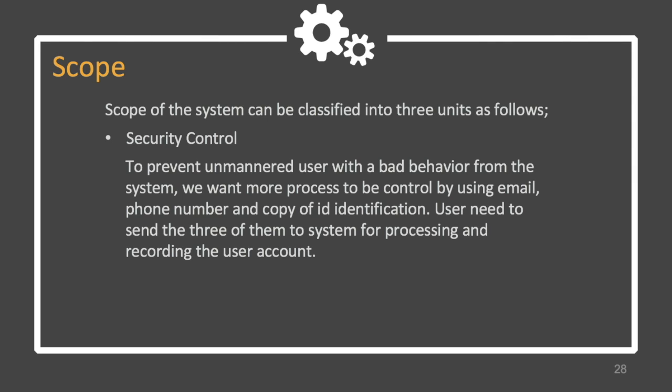And the last one for scope is security control. To prevent unmanaged users with bad behavior from the system, we want more processes to be controlled by using email, phone number, and a copy of ID identification. The user needs to send all three of them to the system for processing and recording the user account. To verify the account, the user is required to submit them, otherwise they are not allowed to bid and post products.